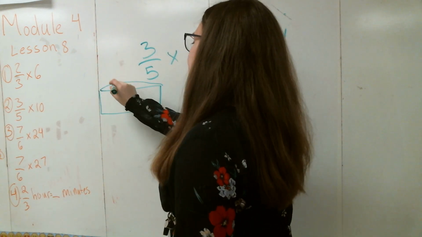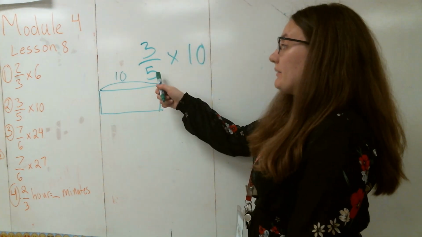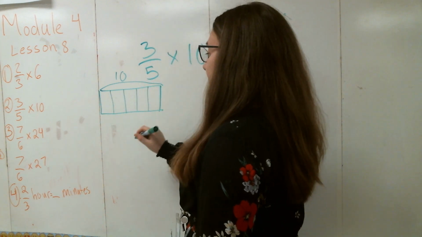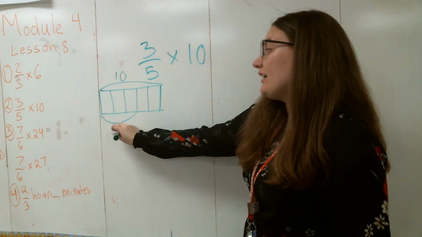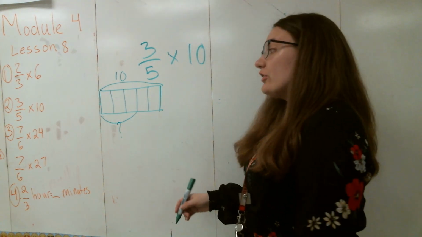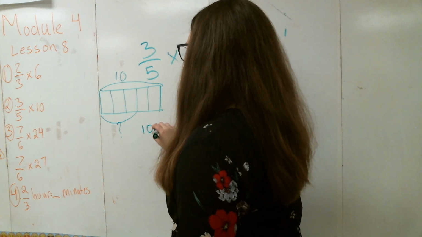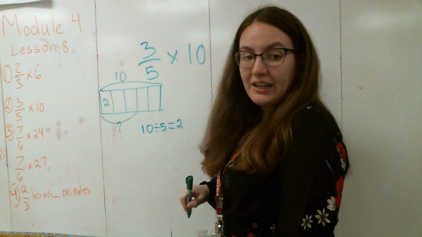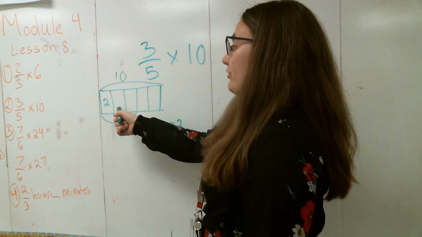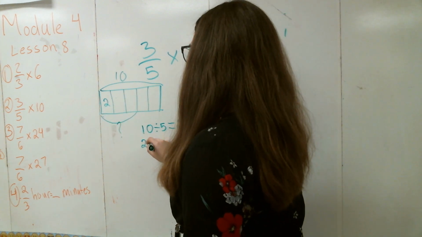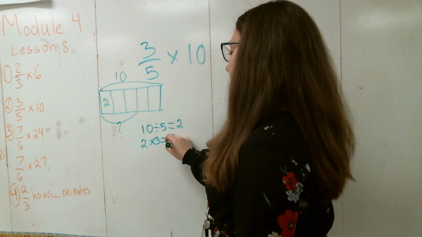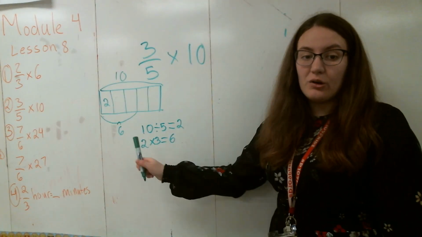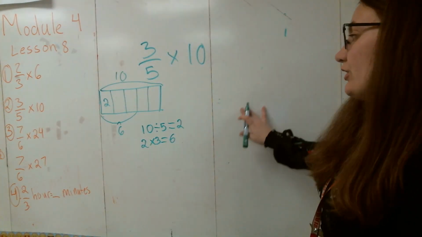I know that my whole tape diagram equals 10. I'm going to split this into fifths. So we split it into fifths because my denominator is 5. And I know that I need to find 3 of these 5 parts. So to figure out what 1 unit equals first, I have to do 10 divided by 5, which equals 2. So I know that 1 unit equals 2. And now I need to figure out what 3 units are going to equal. So I'm going to do 2 times 3, which equals 6. So 3/5 of 10 is 6. So I know my answer, but let's find the ways that we can do this numerically.